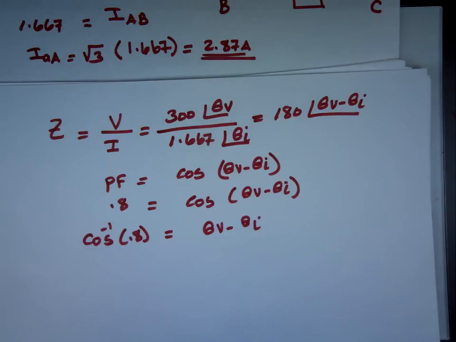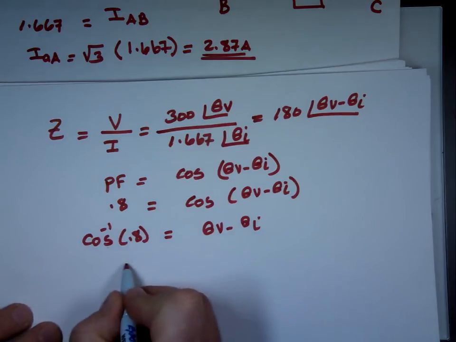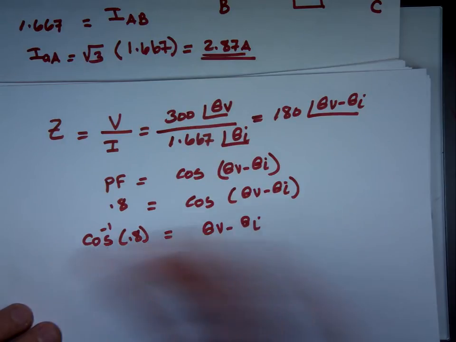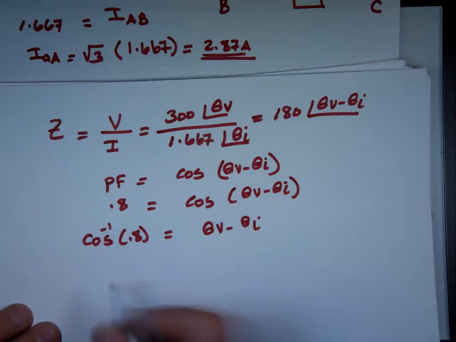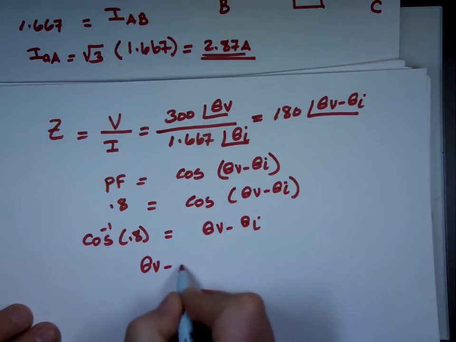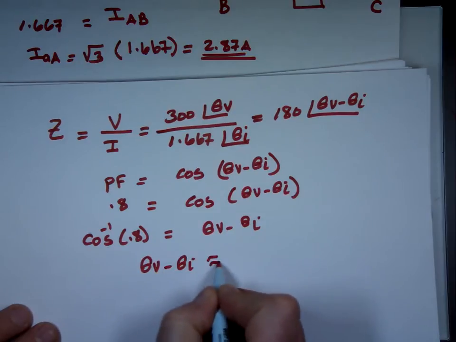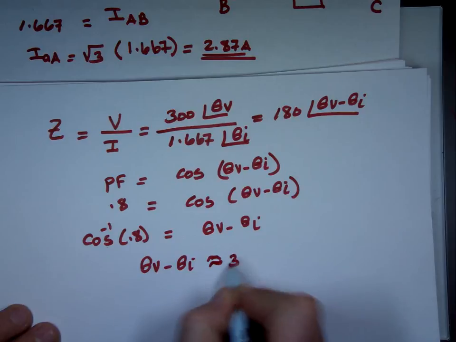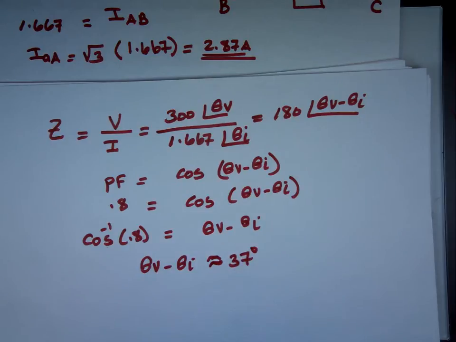Inverse cosine of 0.8 is 36.9, right? Do you have to change your calculator from degrees to radians to do that? Well, it's always in degree mode here. So theta V minus theta I is approximately 37 degrees. Yep, inverse cosine of 0.8, 37 degrees.